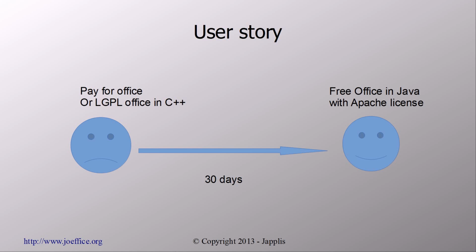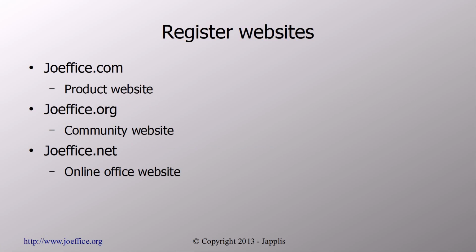So here it's not really Scrum, but I have just one user story from an unhappy customer, either having to pay for his office or still using an open source office, but it's in C++ and it's LGPL. And after 30 days, we have a happy office user that has found a free office in Java and open source under the Apache license. Maybe not really Scrum, but that's the idea. Just one sprint to do it.